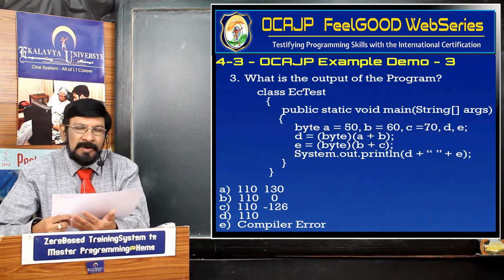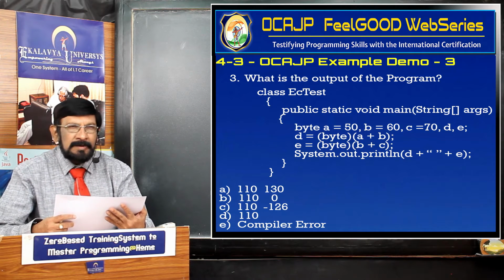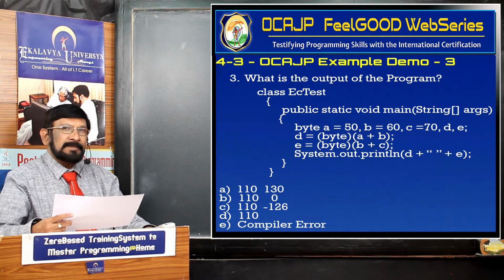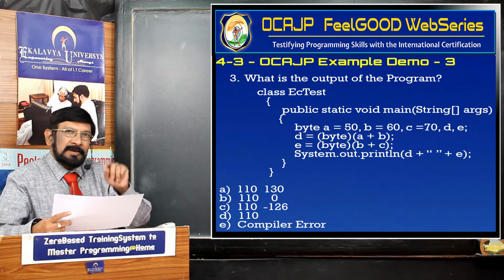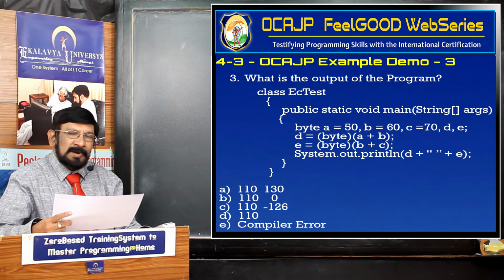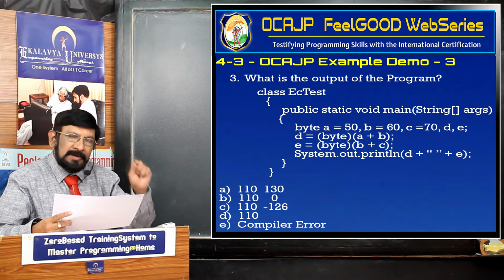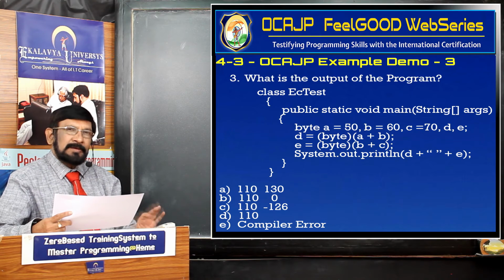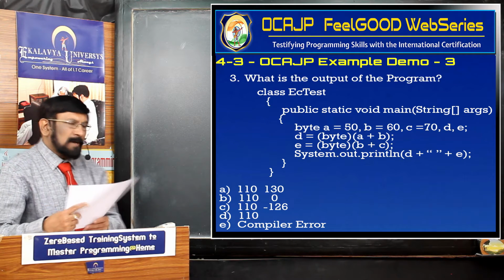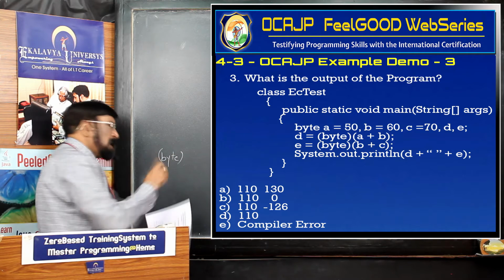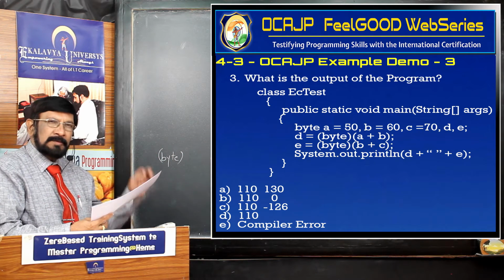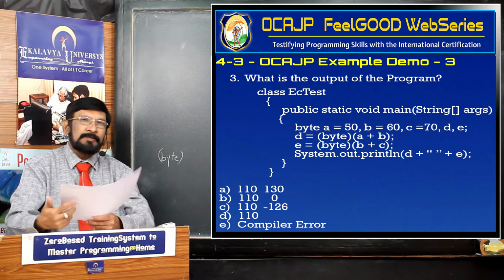Here one more important point is there. Byte and short are special data types. Whenever you are performing operations on them, the result will be int only. So if you want to store the result in byte type only, then you have to typecast it. That means if you typecast, what does it mean? I want to store the result in byte type only. That is the meaning of typecasting.